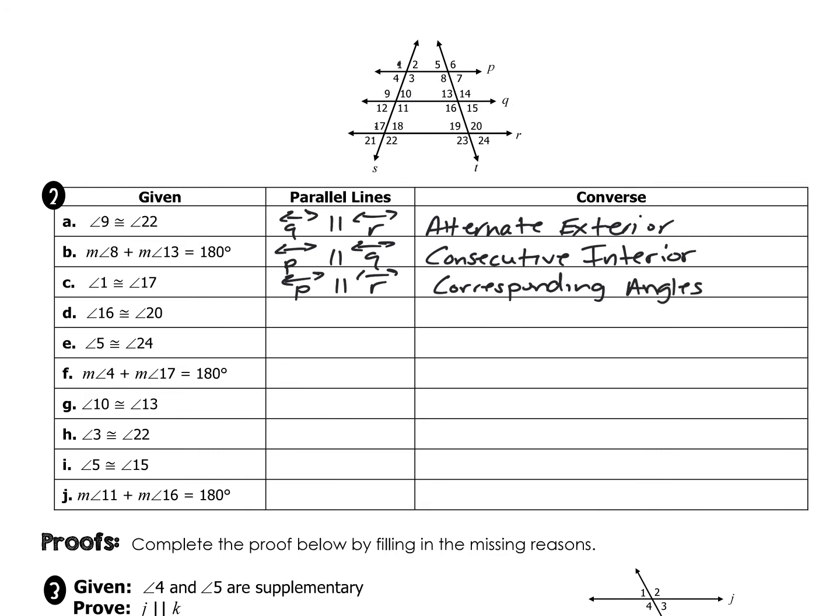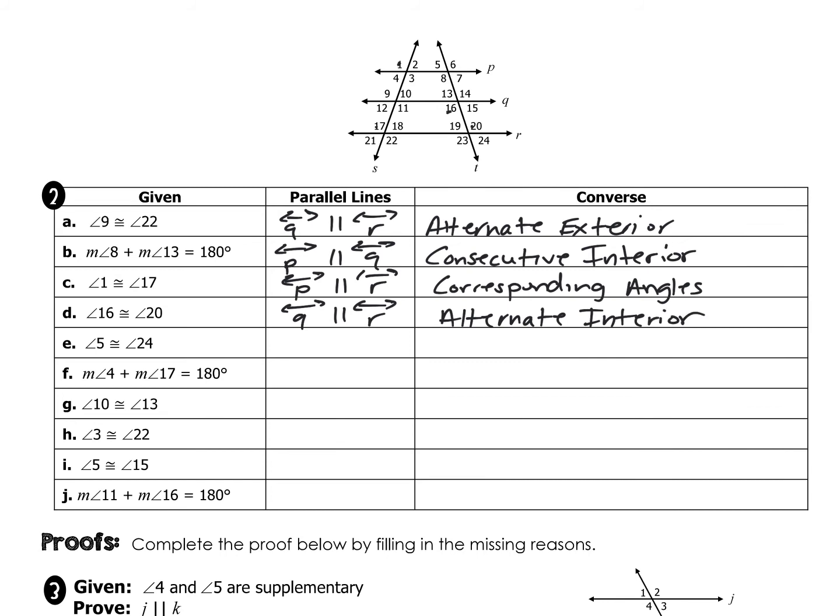All right, and sometimes you got to mark out one of the parallel lines just to really get an idea of what it is. It's a little tricky in this diagram. Angle 16 is congruent to angle 20. Those are alternate interior angles on transversal T, and that proves that Q is parallel to R. Those are alternate interior.